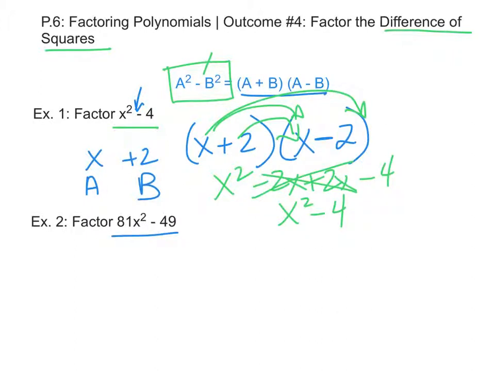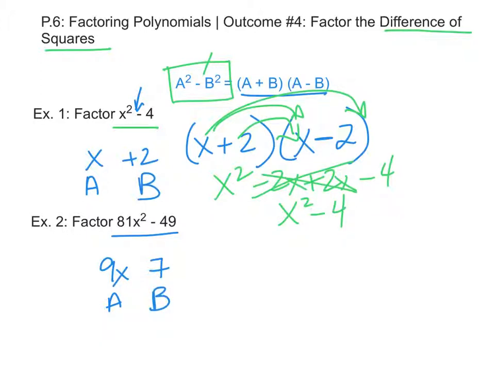Let me give you another example. It says factor 81x squared minus 49. So first of all, is this the difference of squares? Is there a perfect square for 81? And there is. That's going to be 9. So the a term in this case is 9x because 9x squared is 81x squared. 49, is that a perfect square? And it is. 7 is the square root of 49. So our a term is going to be 9x and our b term is going to be 7.